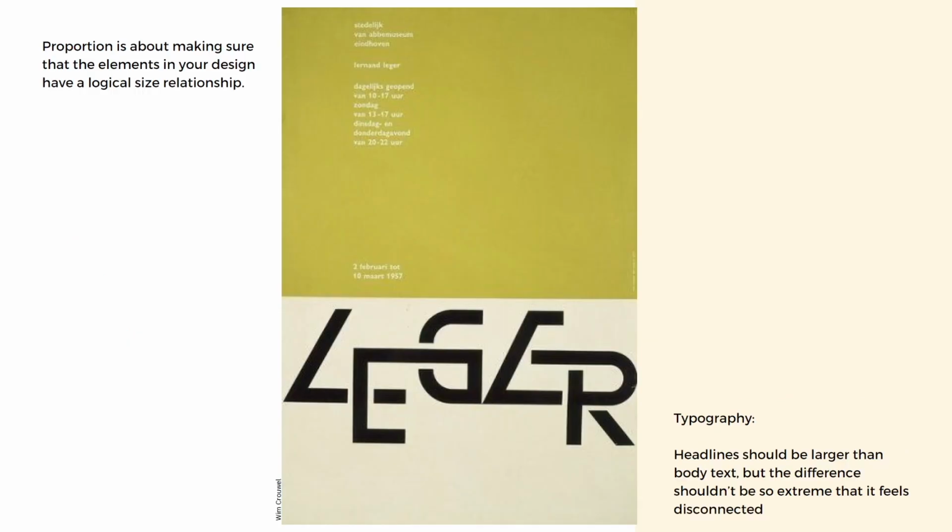So, breaking this down. Proportion, like we said, is just making sure that the elements of your design have a logical size relationship. Let's say with typography, the headlines should be larger than the body text, but the difference shouldn't be so extreme that it feels disconnected. You can make them pretty large, but if they get to that stage where too much is too much, then you need to dial it back just a little bit.